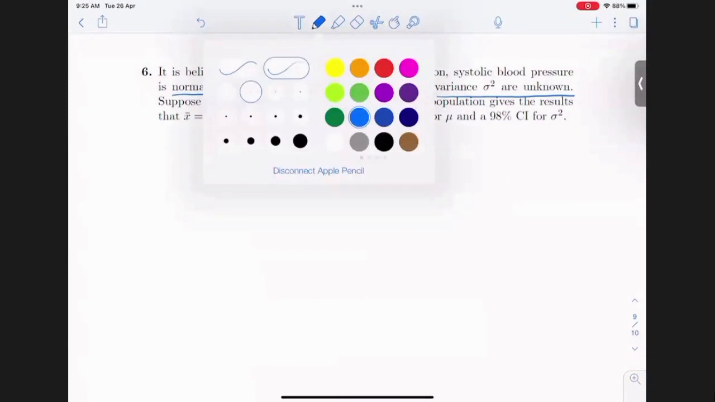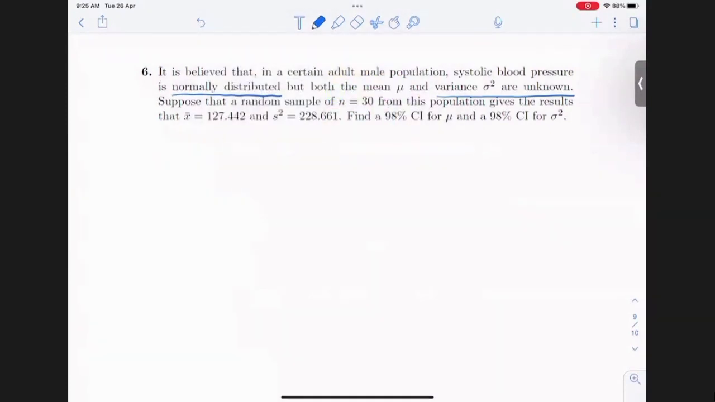So now, let's start with the mean. 98% confidence interval for the mean. And this is the formula. In this formula, we need the sample mean, which is given in the question, 127.442. We need the sample standard deviation, which is also given as the variance; you take the square root of it to get S. The sample size n is also given, n is 30. So what we need will be just to find this T quantile.